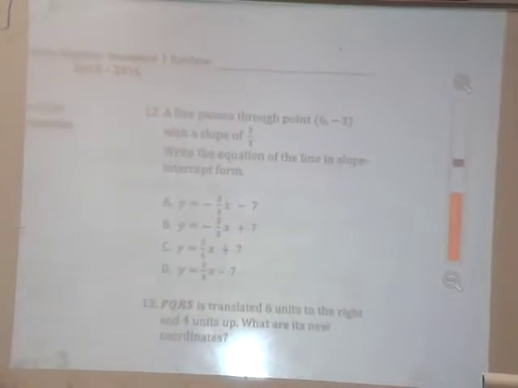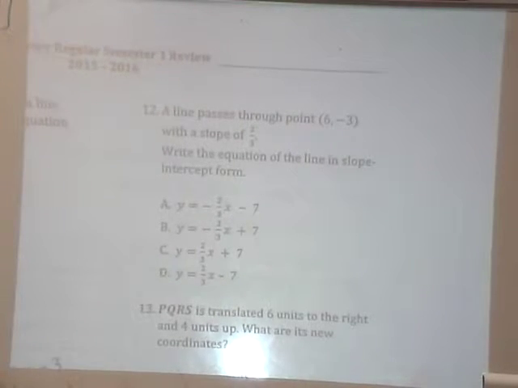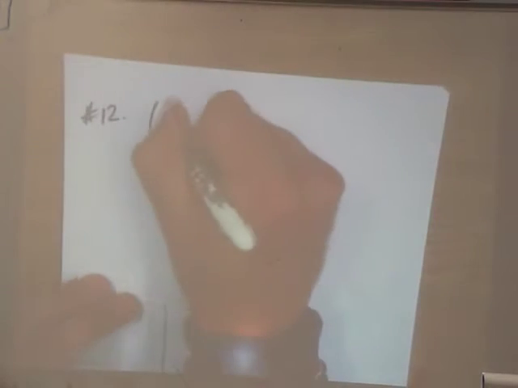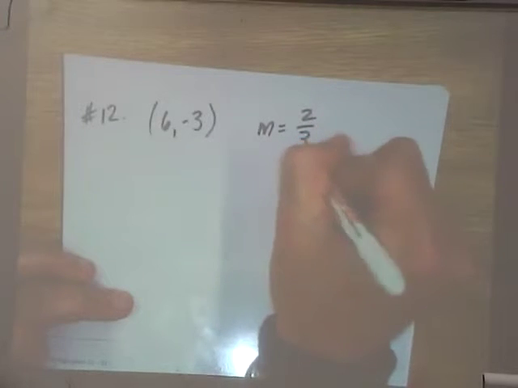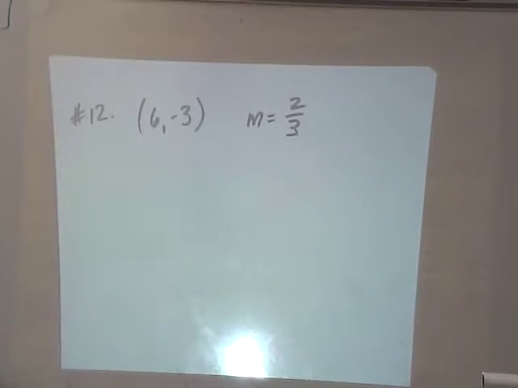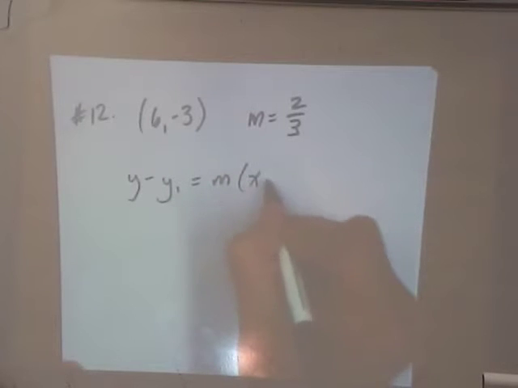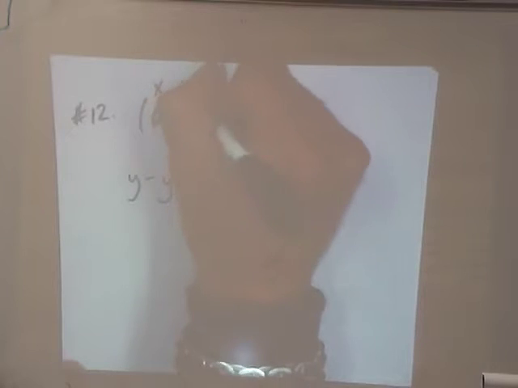A line passes through the point 6, negative 3 with a slope of 2/3. Write the equation of the line in slope-intercept form. So they give us a point and a slope, right? They give us the point 6, negative 3 and a slope of 2/3. So they want us to write the equation of that line. So we need to start with point-slope form. Y minus y1 equals m times x minus x1. This is our point, x1, y1, and then our slope.